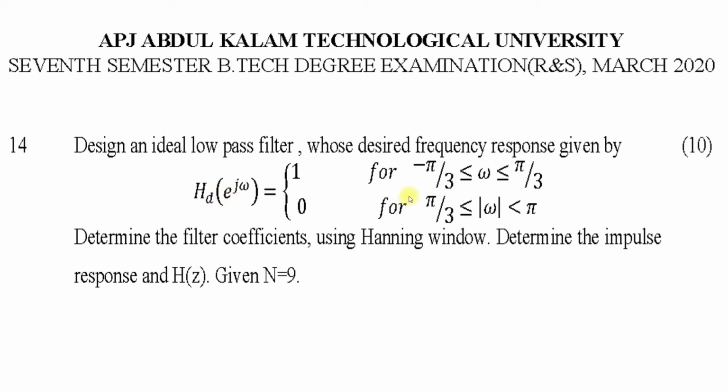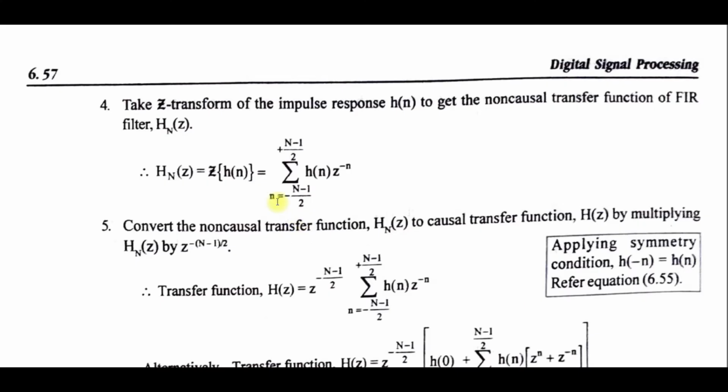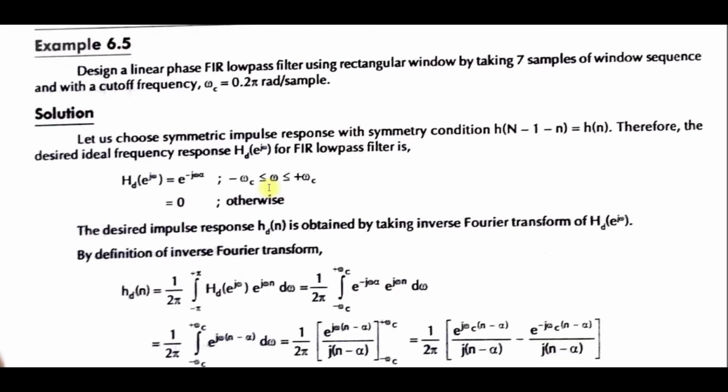This type of filters we can design in two methods, either using the causal sequence or using the non-causal sequence. So we are following the causal sequence method. Before solving, let us look into the difference between the two. The two methods are given in Nagoor Kani's textbook, page number 6.57. A very similar problem is given here.